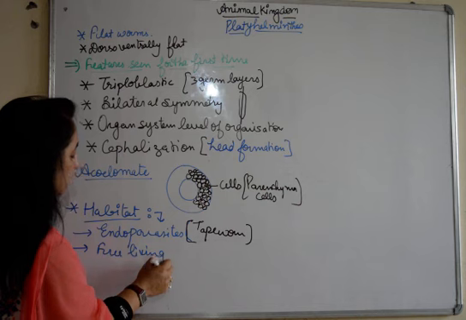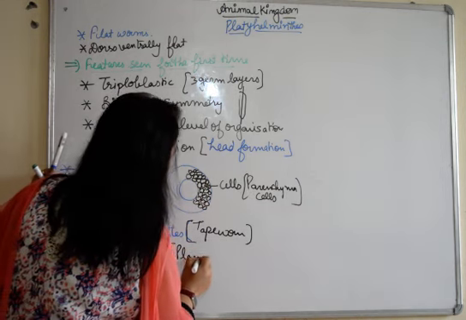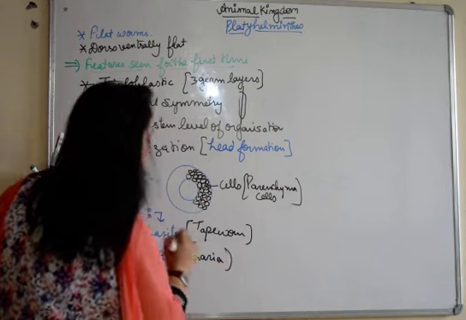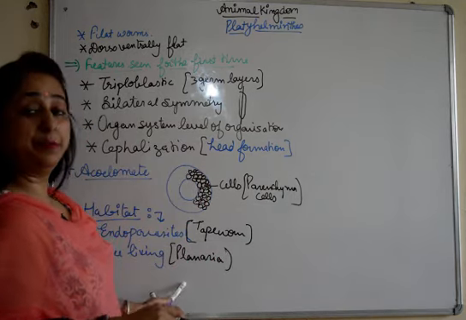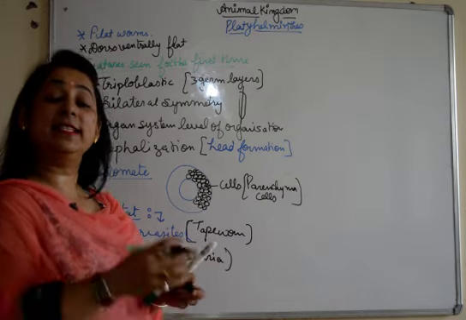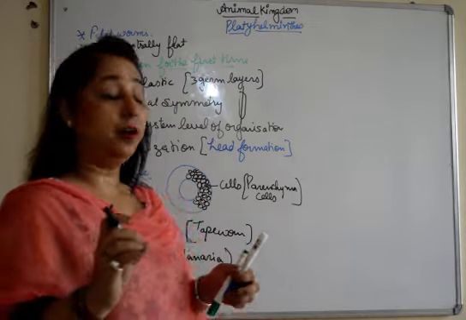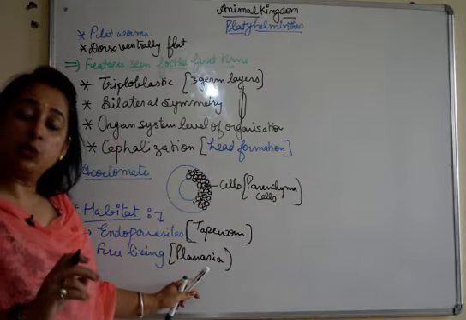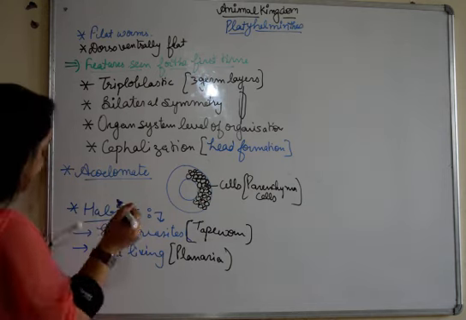There are a few which are free living. Example, planaria. Fine. So in our examples also we'll discuss these two, tapeworm, Taenia solium and planaria. So habitat, they act as endoparasites, inside the body, acting as parasites inside the body. Example, tapeworm. And if they are free living, example, planaria. Then is excretion.